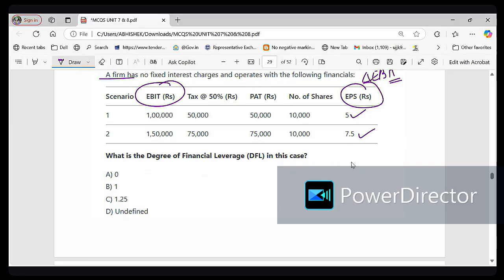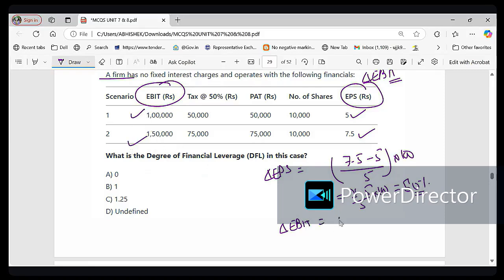You know how to calculate percentage change: final value minus initial value upon initial value multiplied by 100. So this will give you percentage change in EPS. How much is it? This is nothing but 2.5 upon 5 into 100. So it is 50%. How much is the percentage change in EBIT? You can see earlier it was 1 lakh, later it became 1.5 lakh. So 1.5 lakh minus 1 lakh upon 1 lakh multiplied by 100. How much is it? It is also 50%.